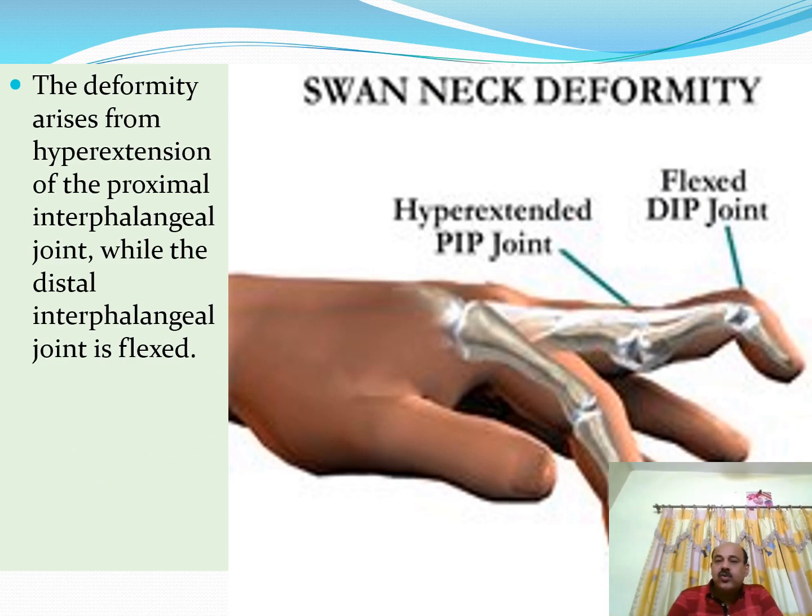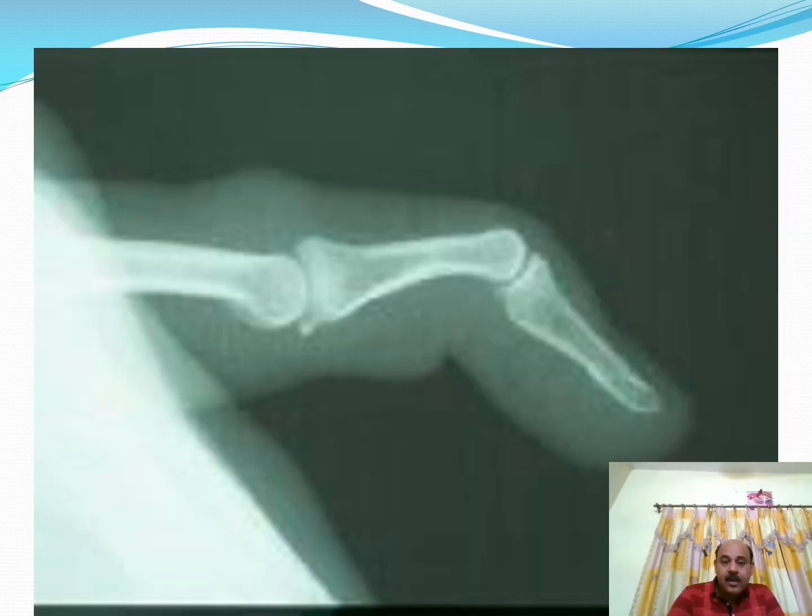Now this picture is showing swan neck deformity. Here you can observe the hyperextension at proximal interphalangeal joint, and the distal interphalangeal joint is flexed. So this is giving a characteristic appearance of a swan neck. So this deformity is again very specific of rheumatoid arthritis. Here again the X-ray is showing hyperextension of proximal interphalangeal joint and flexion of distal interphalangeal joint, which is known as swan neck deformity.